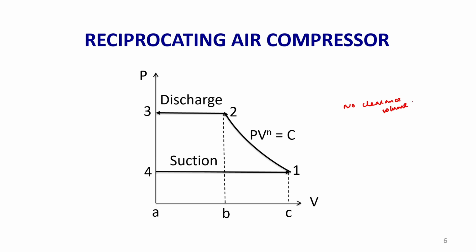Okay. So, now 4 to 1 is suction, 1 to 2 is compression process actually, and 2 to 3 is discharge. So, the cycle is 4 to 1, 1 to 2, 2 to 3 and 3 to 4. First we will be deriving the work of compression for the reciprocating air compressor without considering clearance volume, and next we will be doing the same derivation with clearance.